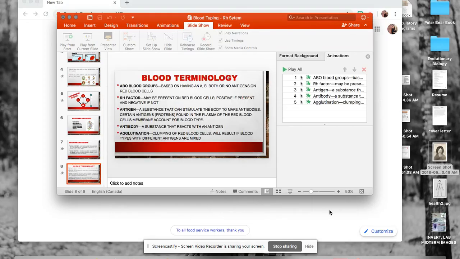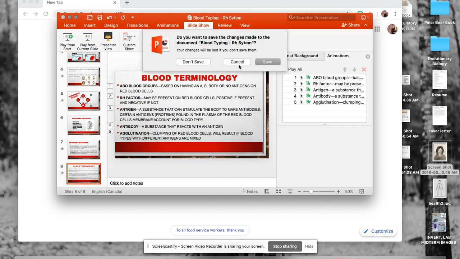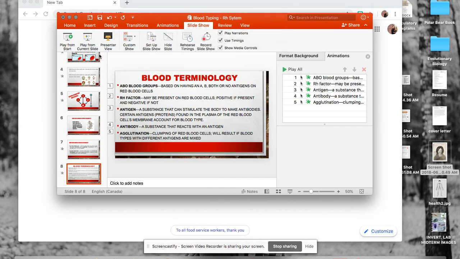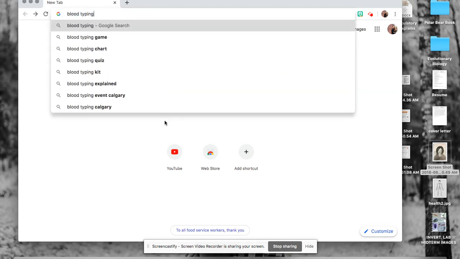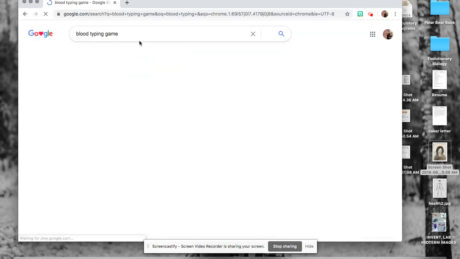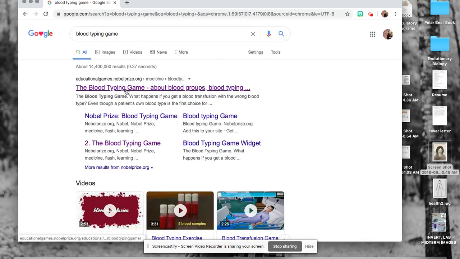All right, so now that we've gone through the positive and negative, the Rh system, I also have one other thing that I would like you to do today. I'd like you to practice seeing what type of blood types can be accepted and donated by other people. So what we're going to be doing is going to a website and playing a little game called the blood typing game. So for this, you just need to Google blood typing game and click on the first link that you would get to.